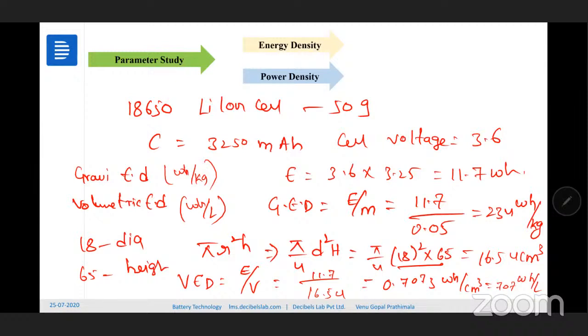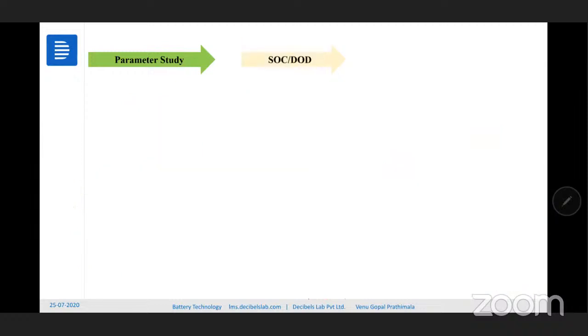Okay. I hope you understand this calculation. Moving on. Next concept is the state of charge. What the state of charge represents is the amount of energy that is present in a cell at a particular point of time. Let's take the example of your mobile.